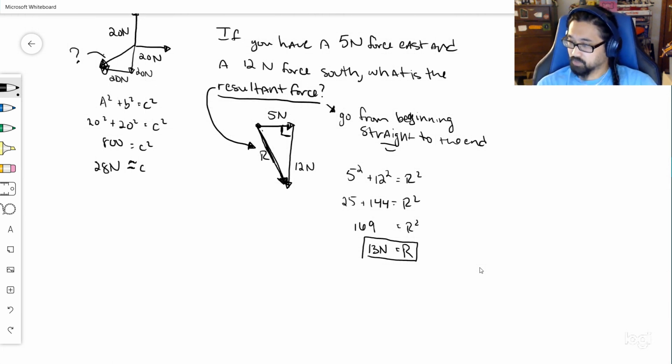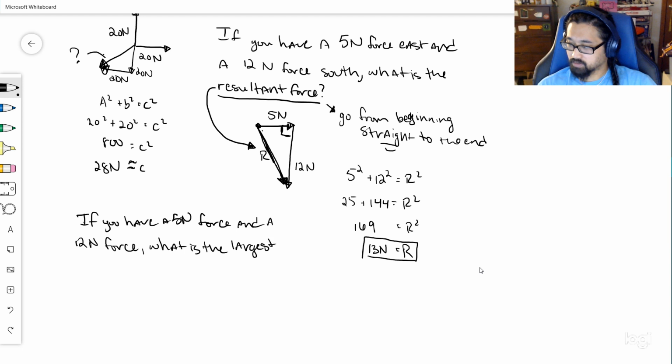I'm going to use those same numbers. If you have a 5 newton force and a 12 newton force, what is the largest possible force you could make?